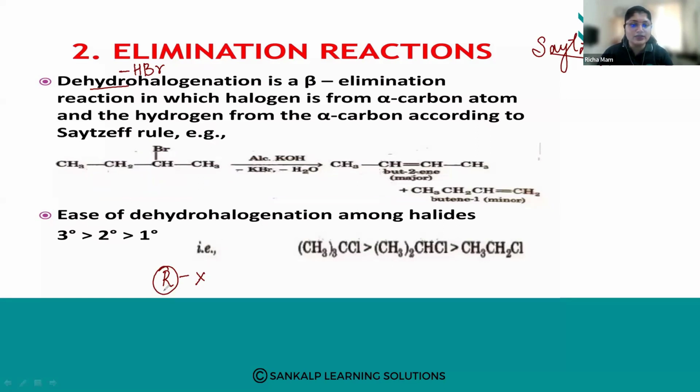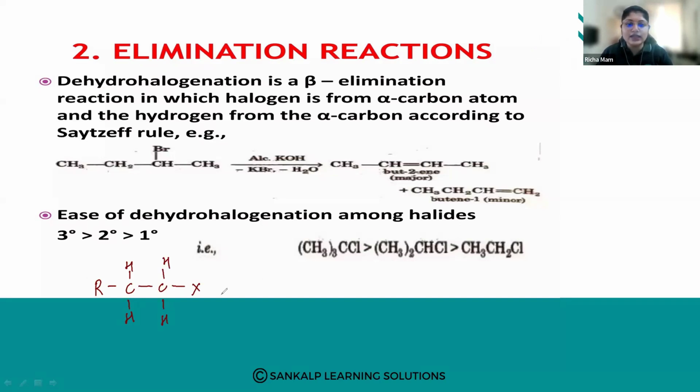So this can be any alkyl chain and a halide group. When you have an alkyl halide, suppose I take it generally, like this. Let me represent the alkyl halide. So this is your alkyl halide, and I react this alkyl halide.